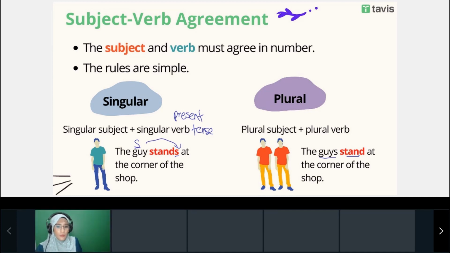Or if you don't like the verb stand, and you wish to change to another, like for example, what else do we have? Stroll. Stroll is just another kind of walk. So you can say the men.